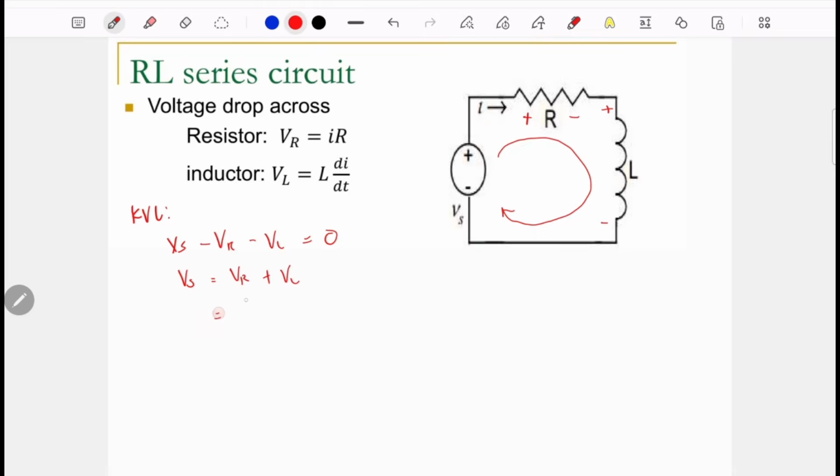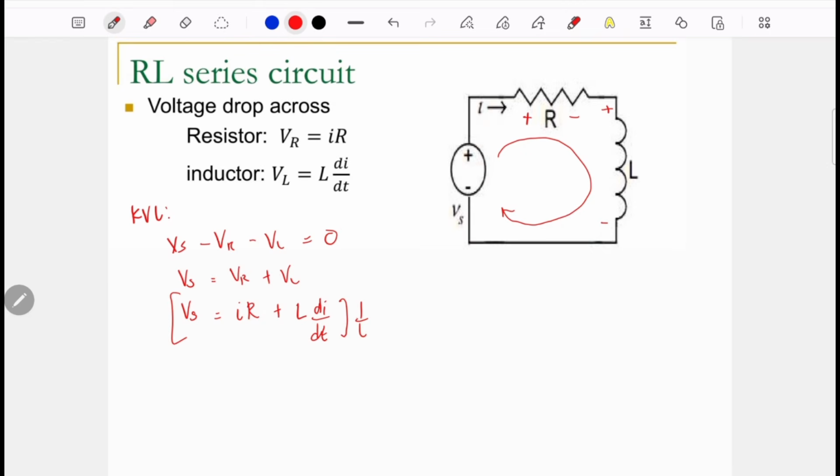V sub R is equivalent to I times the resistance. And V sub L is L times di over dt. So this is linear DE. In linear DE, there should be no coefficient next to the derivative. So we will divide both sides by L.